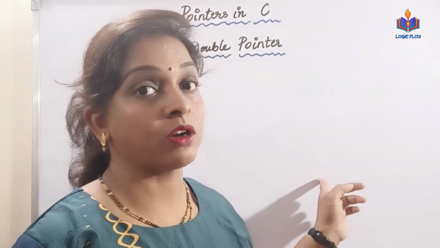So we have seen a normal pointer variable which is pointing to one more variable, but a pointer pointing to one more pointer, that is what a double pointer is. It is pointer to pointer. So how to do this? Let us understand this with an example program, and we will see the execution of that also.